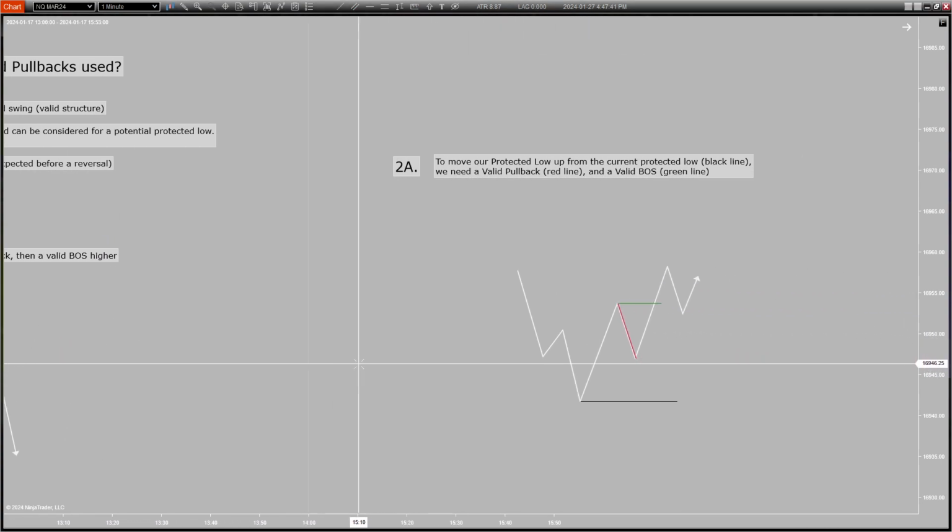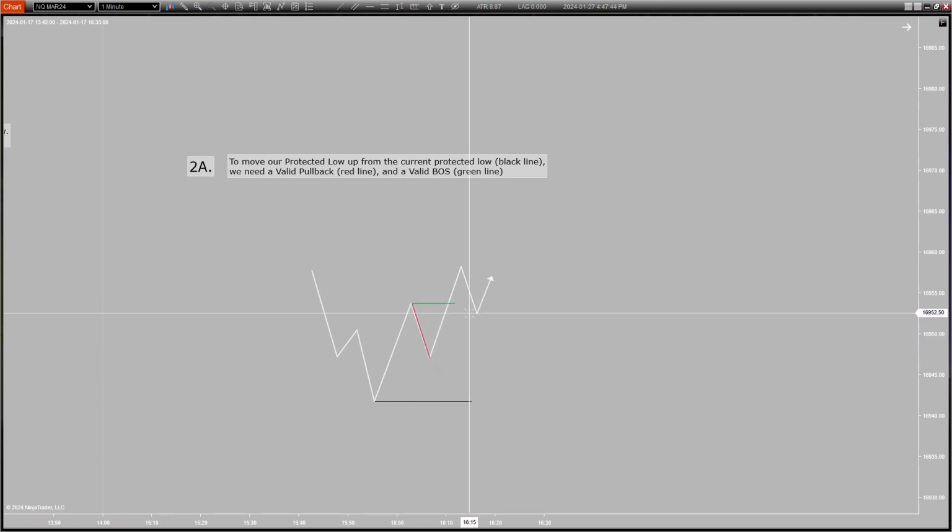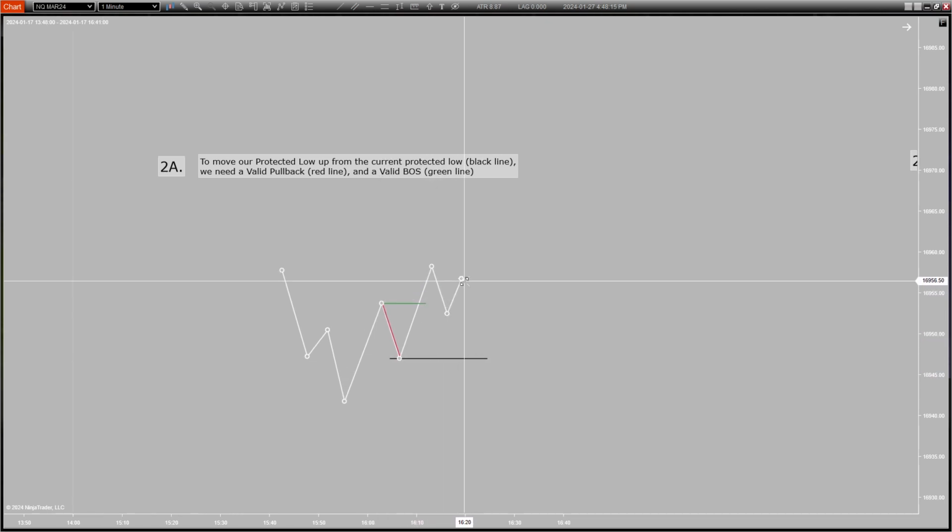And so kind of moving on with that, we have that same thing here to move our protected low up, okay? Let's say we got a flip, and here's our protected low. When this pushed higher and broke the high, this is our protected low. And then after our pullback and push out, we got a valid pullback, valid break of structure. So that means this is a valid swing and a valid low that's a protected low. So now, essentially, if that got broken, we can consider it a valid flip to keep going back down.